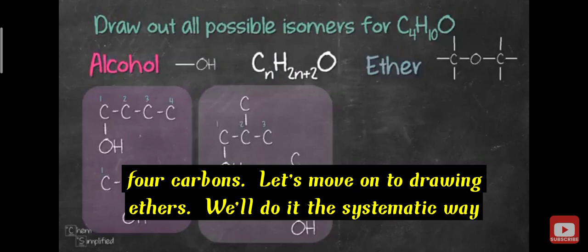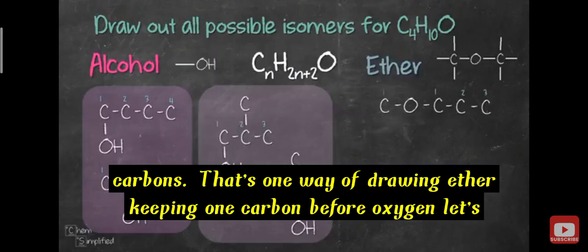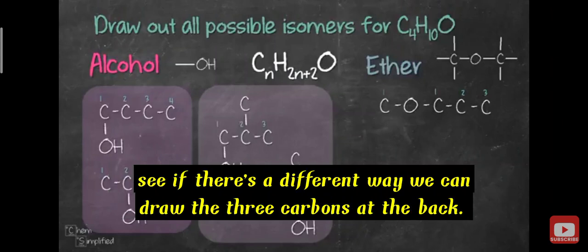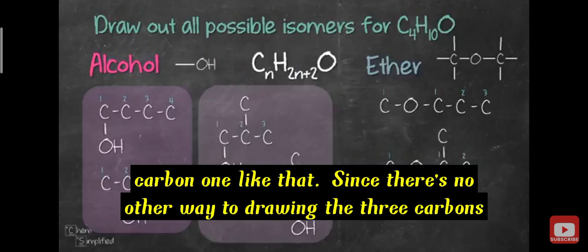We'll do it the systematic way as well. We will start with 1 carbon, followed by oxygen and 3 remaining carbons. That's one way of drawing the ether. Keeping 1 carbon before oxygen, let's see if there's a different way we can draw the 3 carbons at the back. In fact, there is. We can have 2 carbons and then we stick the extra carbon on carbon 1 like that.